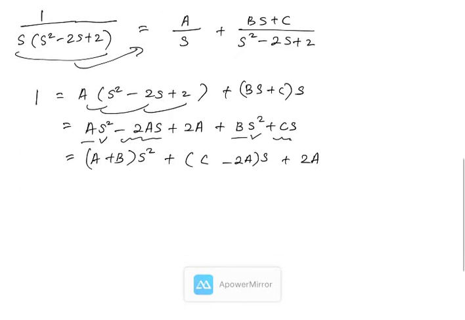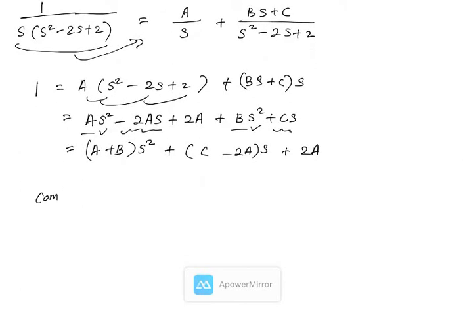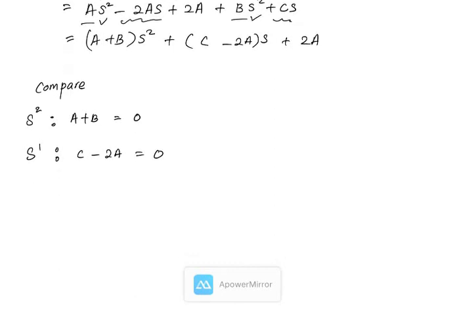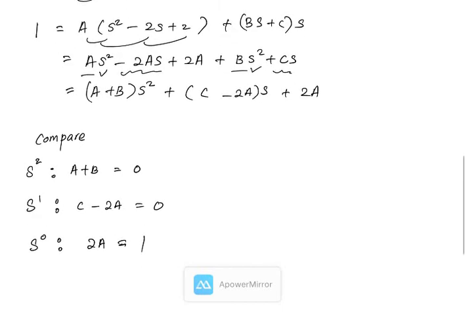Now we can compare the coefficients. For s squared, we have A plus B on the right hand side, and the left hand side we have 0. For s to the power of 1, we have C minus 2A, and the left hand side we also have 0. And for s to the power of 0, we have 2A on the right hand side, and the left hand side we have 1.